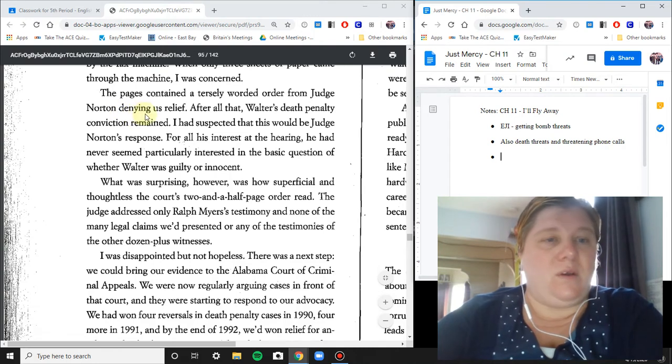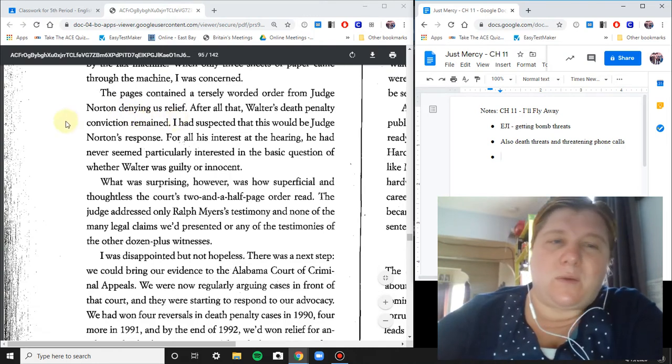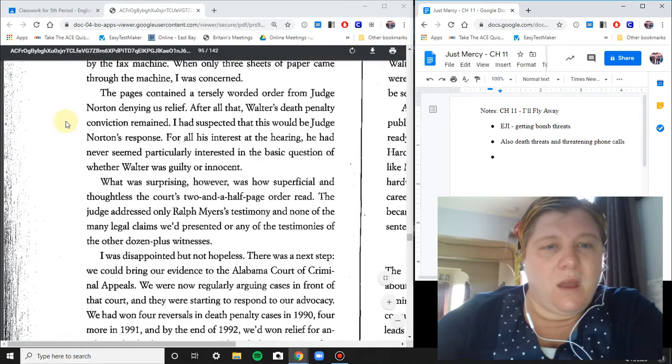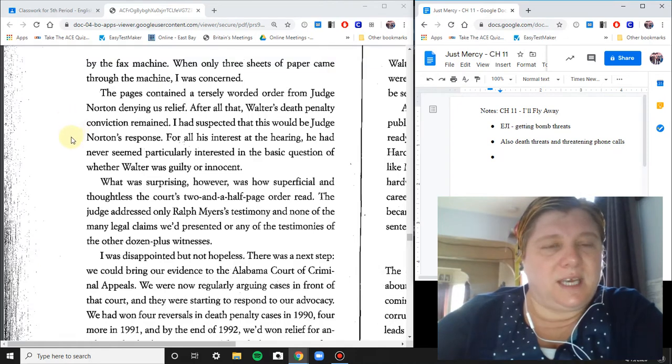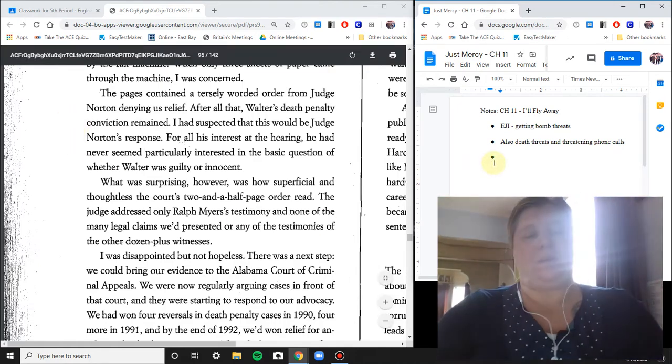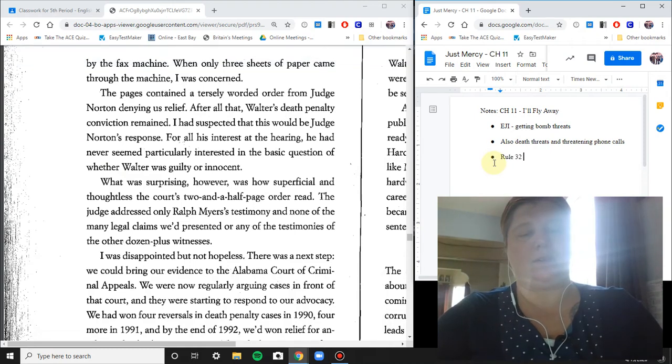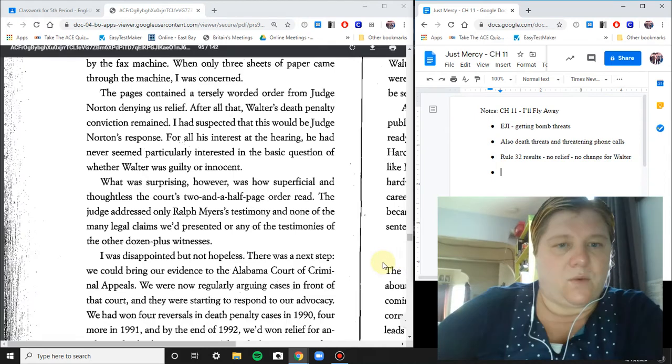So denying means no relief. They're not getting what they want. After all that, Walter's death penalty conviction remained. So I'm going to say Rule 32 results in no relief, no change for Walter.